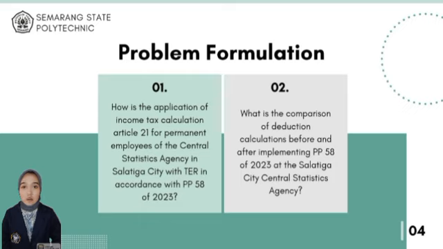Then, problem formulation. First, how is the application of Income Tax Calculation Article 21 for permanent employees of the Central Statistical Agency in Salatiga City with TER in accordance with PP 58 of 2023? And the second, what is the comparison of deduction calculations before and after implementing PP 58 of 2023 at the Salatiga City Central Statistical Agency?